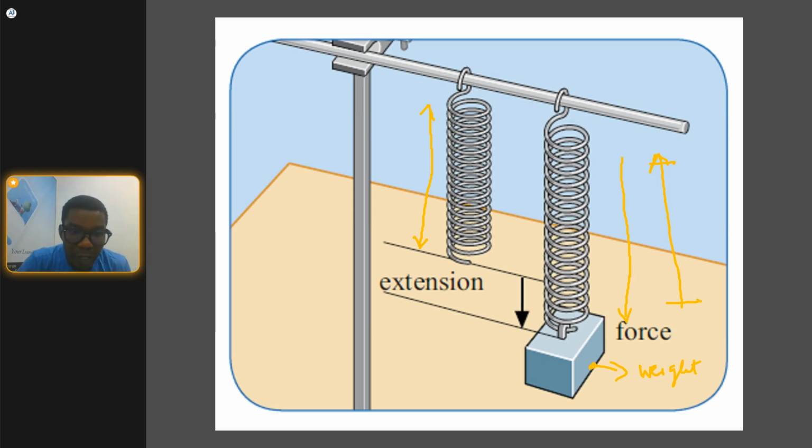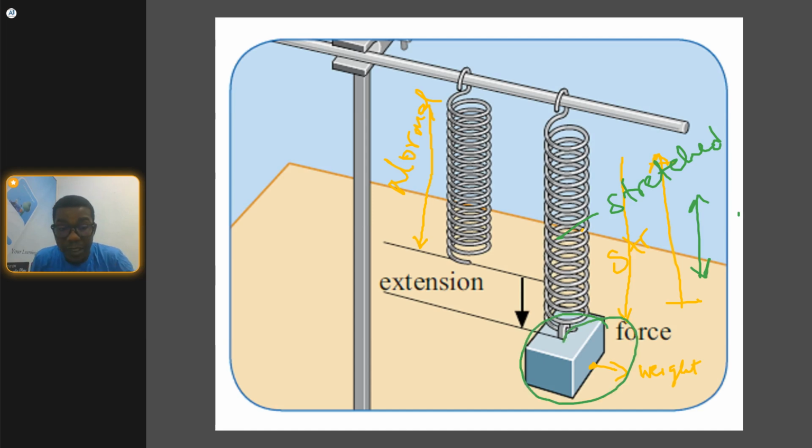If this is the normal shape, we call this the normal shape. Now this is the stretched one. These have been stretched by what? By either compressing or stretching. If I remove the force, this object here, which has a weight, that is why the spring is stretching. If I remove it, it will go back to its normal shape or normal position.